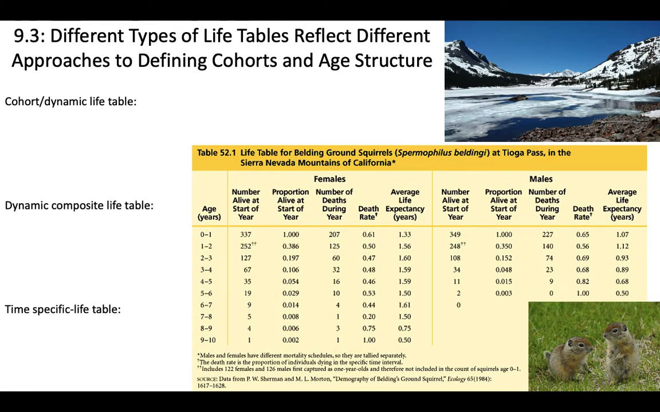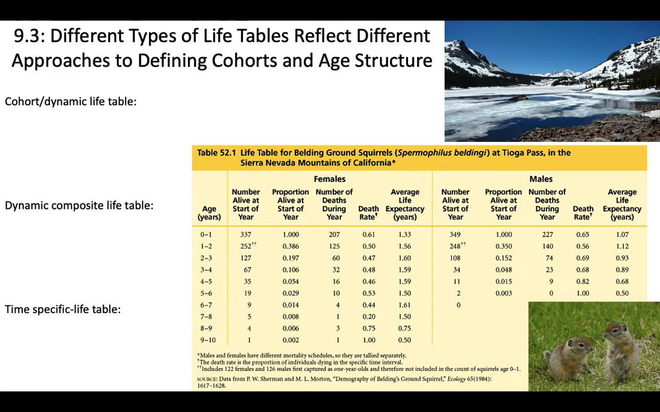So now let's talk about some different types of life tables for how you're going to define a cohort, and then how you define age structure, because depending on the type of organism that you have, it may not be that easy to track how long they live, like a single individual, and track its birth and its death. So a cohort or a dynamic life table follows the fate of a group of individuals from birth until death.